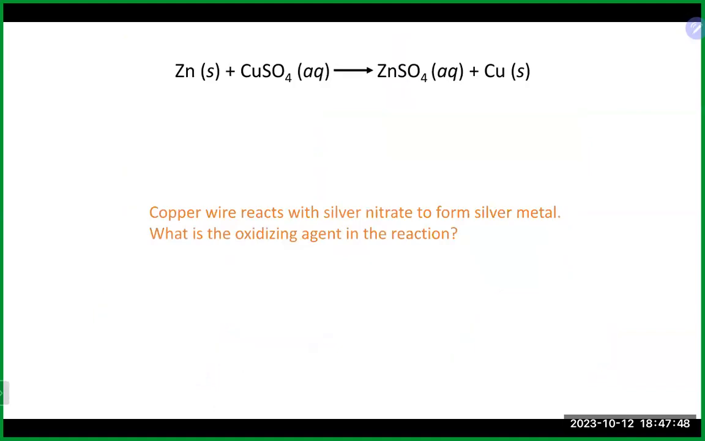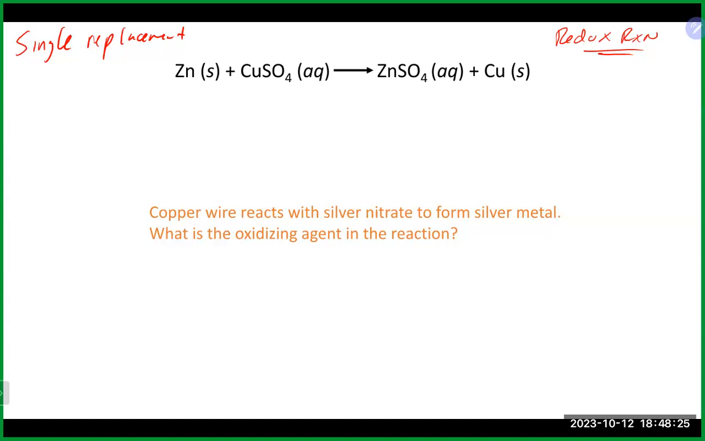So we take a look at this here. We have zinc plus some copper sulfate, to make some zinc sulfate and some copper. This is a type of reaction which is referred to as a single replacement reaction, which is a more specific classification of a redox reaction. Now, you might remember single replacement reactions when we did that experiment where I did all the test tubes in the fume hood with the different layers and the halogens. Those were all single replacement reactions.